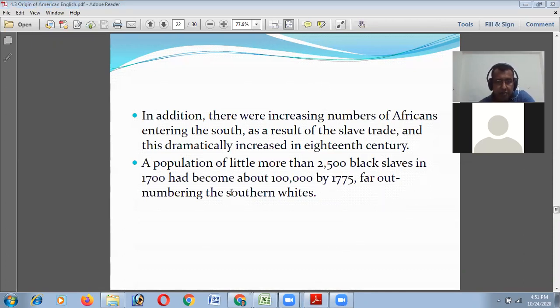far outnumbering the southern whites. So in 1775, the black people became larger in number than the white people living in the southern part of America. Especially this is because of the slave trade, and many people left Africa and went to America.